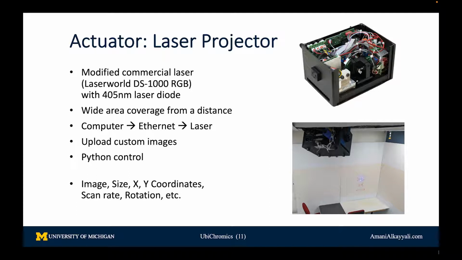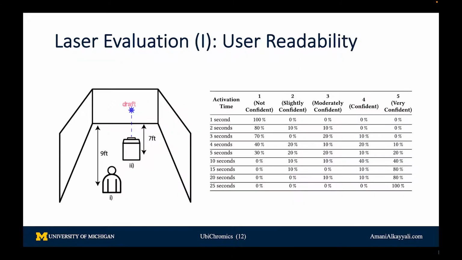For the light source, we use a laser projector, in this case a modified commercial laser projector with a 405 nanometer laser diode. This allows us to have wide area coverage from a distance, and it allows us to connect to a computer via Ethernet cable to upload custom images and control with a Python script. Not only can we upload custom images, but the Python script allows us to change which image is displayed, the size of that image, the XY coordinates, and the rotation of the image.